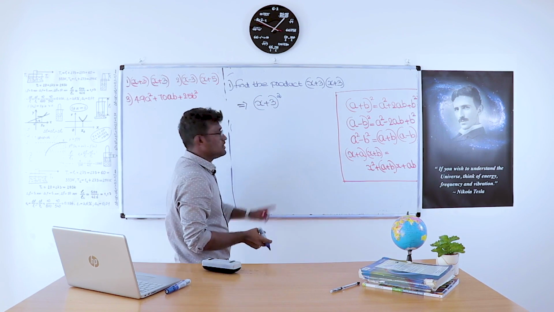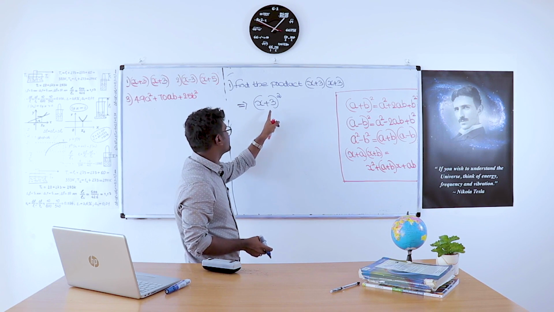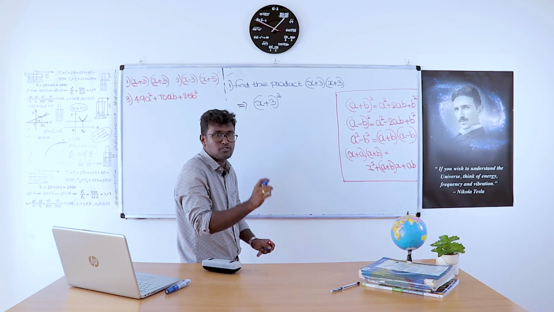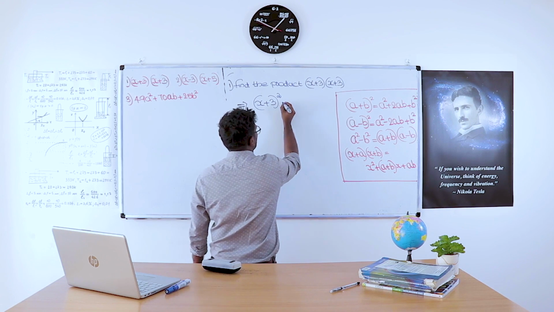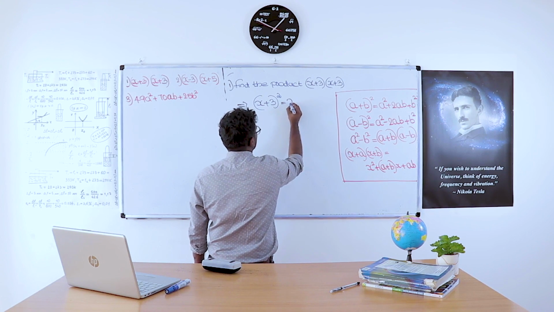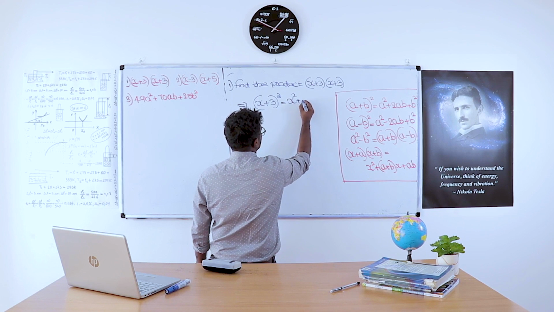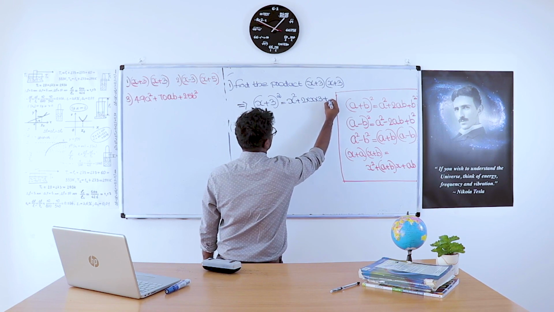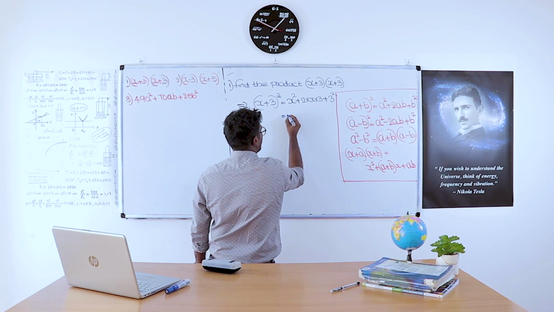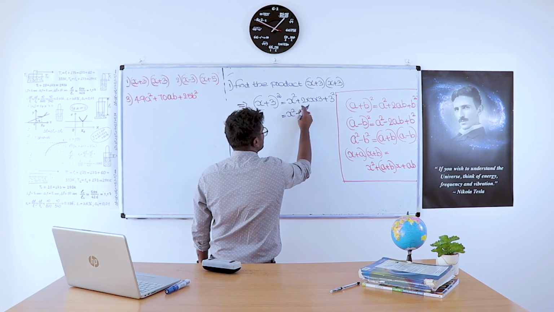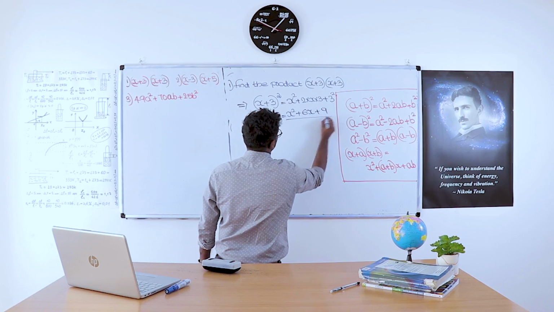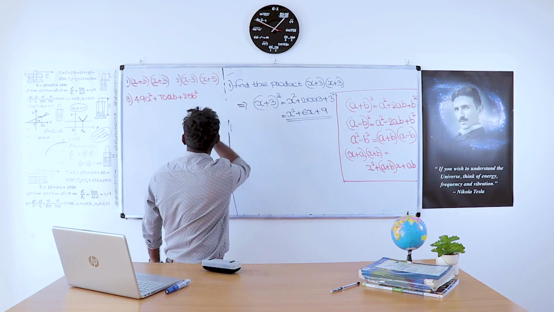Okay, so what about the format? x plus 3 the whole square is a plus b the whole square. A plus b the whole square is a square plus 2ab plus b square. That is, x plus 3 the whole square is equal to x square plus 2 into x into 3 plus 3 square. That is x square plus 6x plus 9. So this is the product of x plus 3 the whole square.